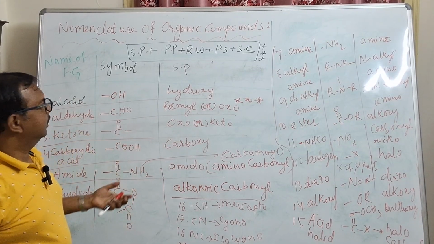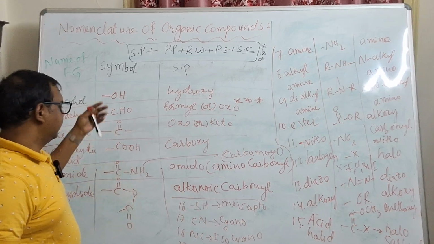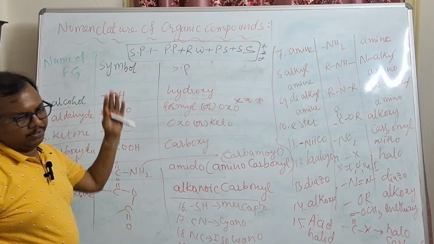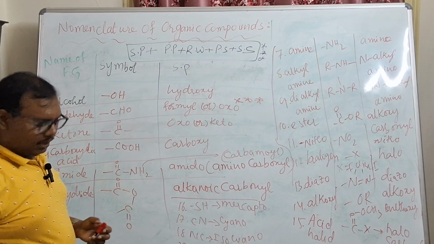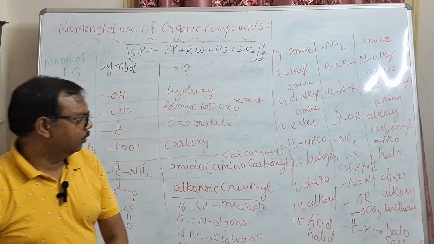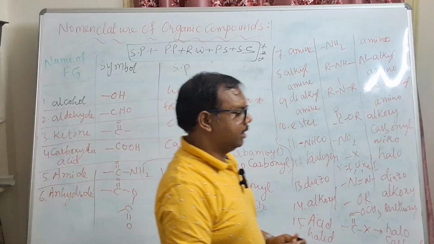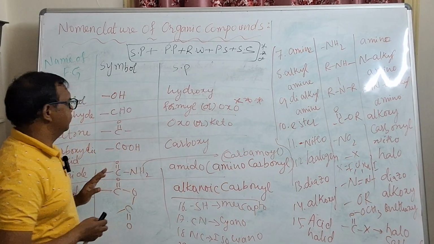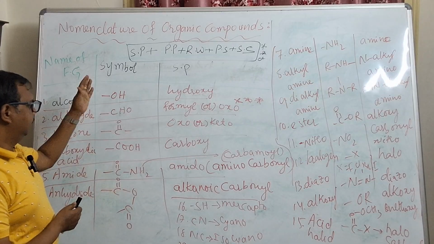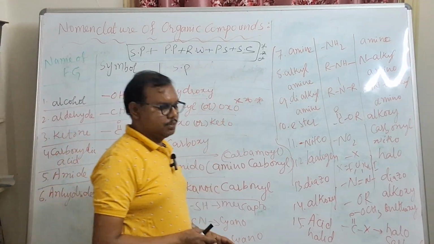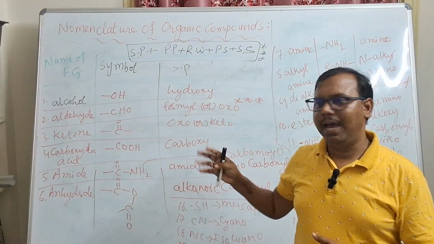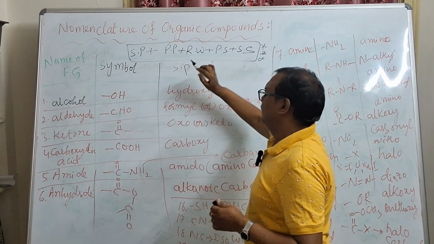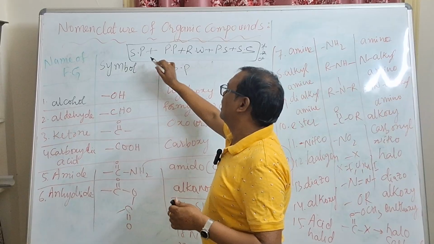Okay, these are the different groups. We can consider them as secondary prefixes. And among these, the important point to keep in mind: which groups are always considered as secondary prefixes? Most of these functional groups can act as both secondary prefix as well as secondary suffix.